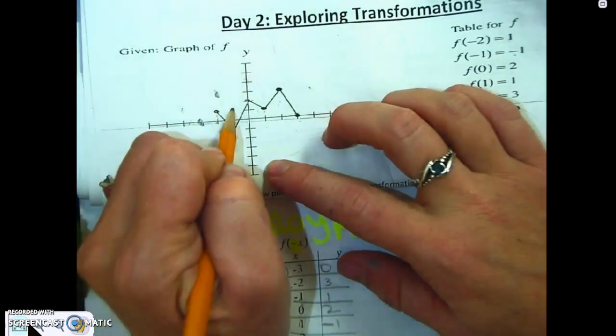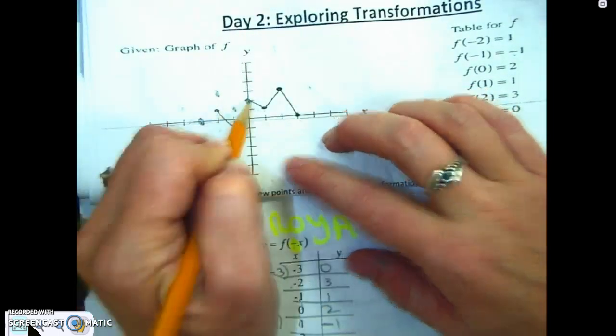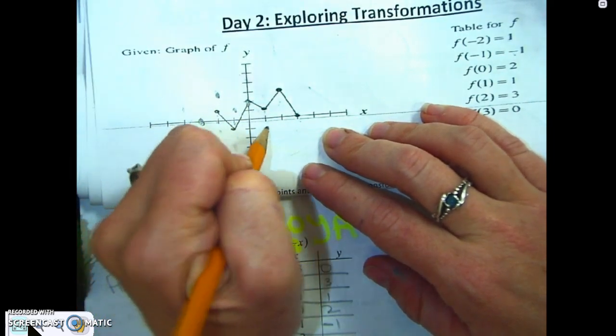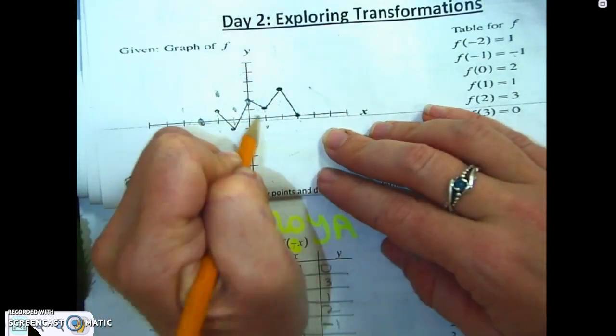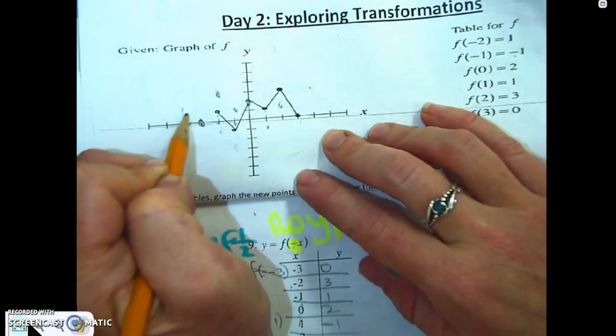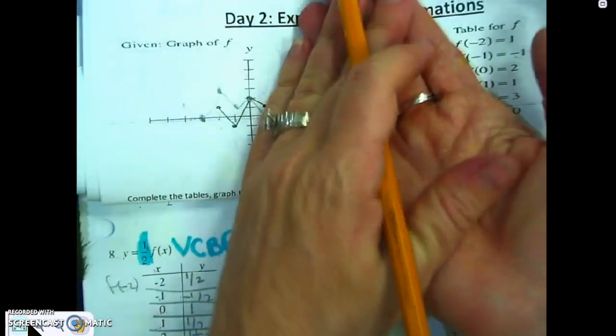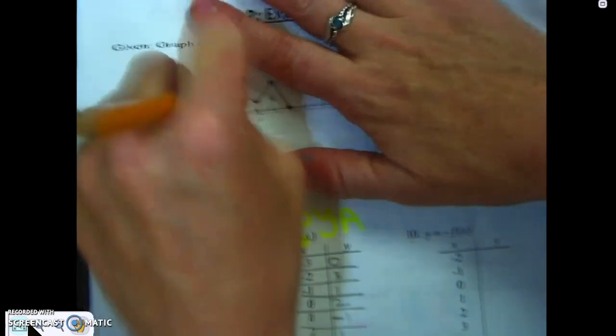F of negative 1 is 1. F of 0 is 2. See how that stayed the same. 1, negative 1. So this guy's now here. And then 2, 1. So really it's now backwards. What was the right is really the left, and the left is really the right. So that's almost like I folded it in half, okay? It's reflecting over the y-axis.